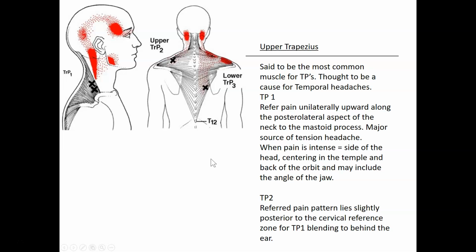It's said that this muscle is the most common muscle for trigger points because of its relationship in these anterior fibers to this area. It is thought to be the major cause of temporal headaches. So trigger point 1 here, the pain is unilaterally upward along the posterolateral aspects of the neck to the mastoid process. And then it is the major source of tension headache. When it's intense, it is the side of the head centering at the temple and the back of the orbit, the back where the eye is. So your patient may say, I can feel that pain behind my eye. It may also include the angle of the jaw. Ultimately, it looks like a backwards question mark.